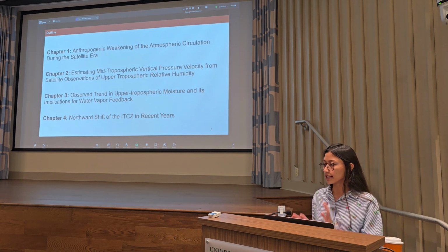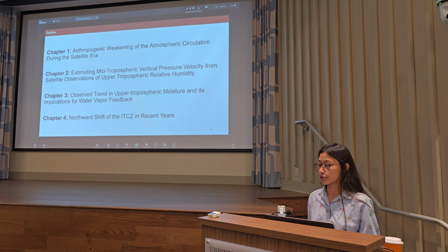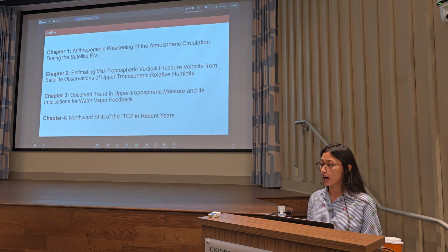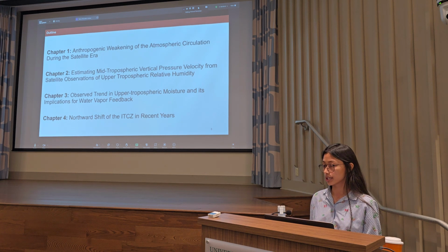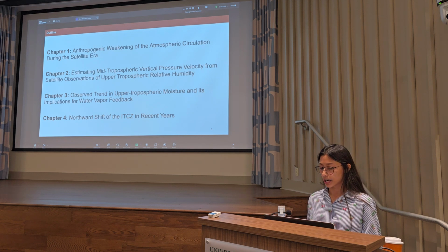To do this, my thesis is divided into 4 different chapters. Chapter 1 looks at how large-scale atmospheric circulations have evolved over the satellite era. Chapter 2 and Chapter 3 are more technical in the sense that we use satellite observations to derive a proxy for mid-tropospheric vertical velocity, which can then be used to analyze changes in large-scale atmospheric circulation. Chapter 4 focuses on one aspect of the large-scale atmospheric circulation, that is the ITCZ, and looks at how it has evolved during the satellite era.